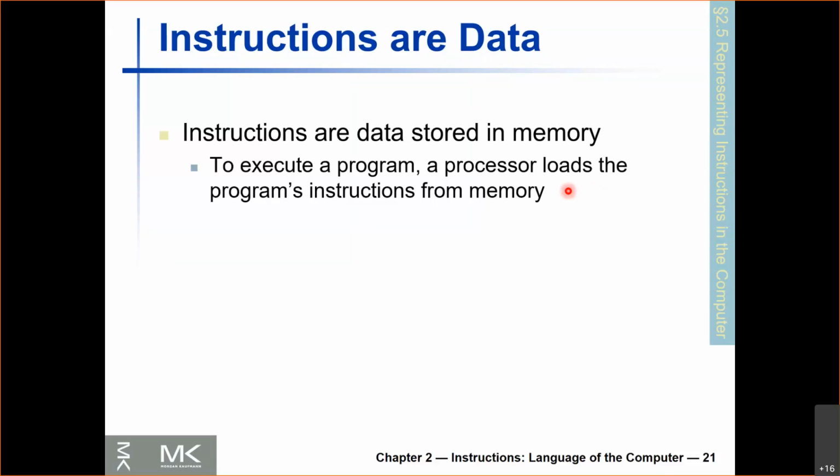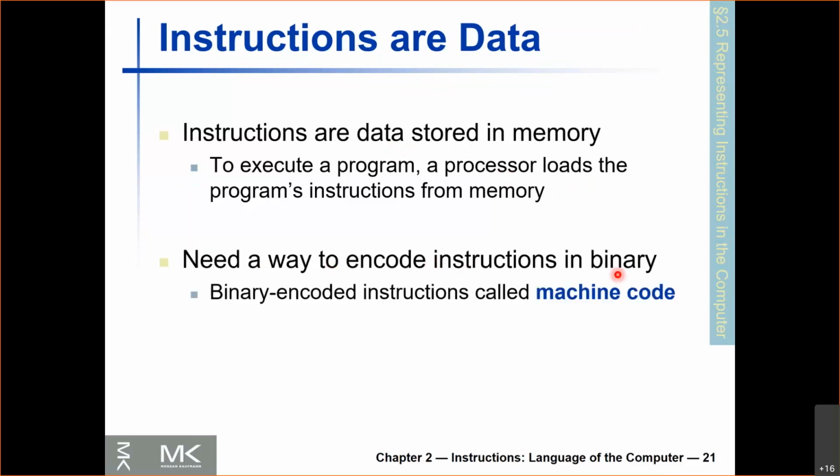Okay, so when you write a program and compile it, the instructions get stored in a file. And then the processor is going to read that data and execute those instructions. So we need a way to store instructions in memory. We need a way to represent instructions as binary values so we can store them in memory. And that's what we're going to talk about today. So we need a way to encode instructions in binary. And binary encoded instructions, by the way, are called machine code. So when you hear machine code, what this means is the instructions that we've talked about so far, but encoded as binary values, encoded as zeros and ones.